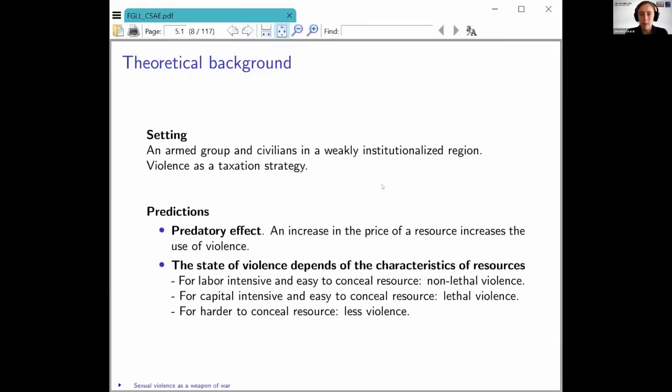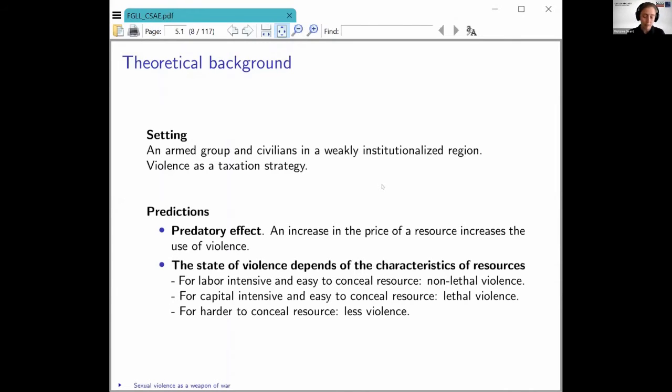However, if the violence is really motivated by taxation of the resource, the type of violence that we observe should depend on the characteristics of the resource to be taxed. And this leads us to provide a broader typology of violence, where for a labor-intensive resource, as an armed group, you want to preserve the local labor. So you have incentives to resort to non-lethal rather than lethal forms of violence.